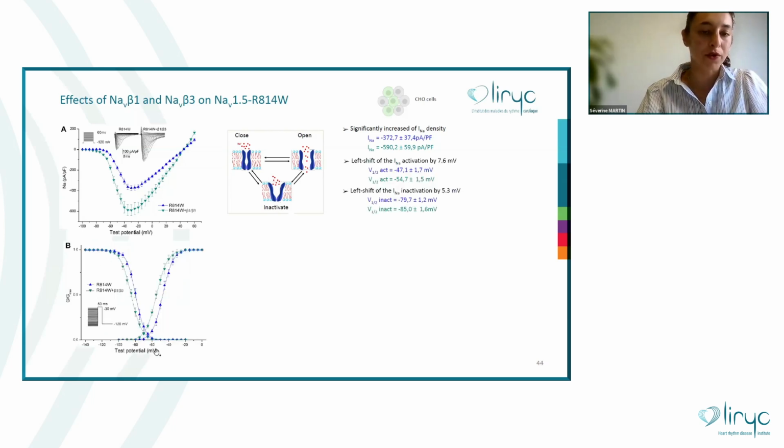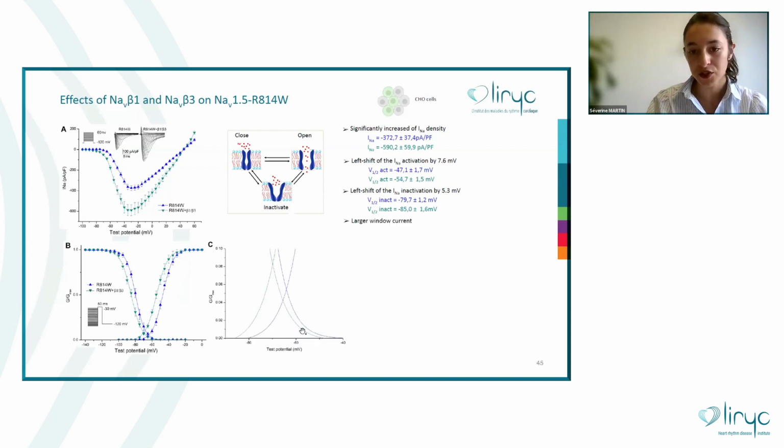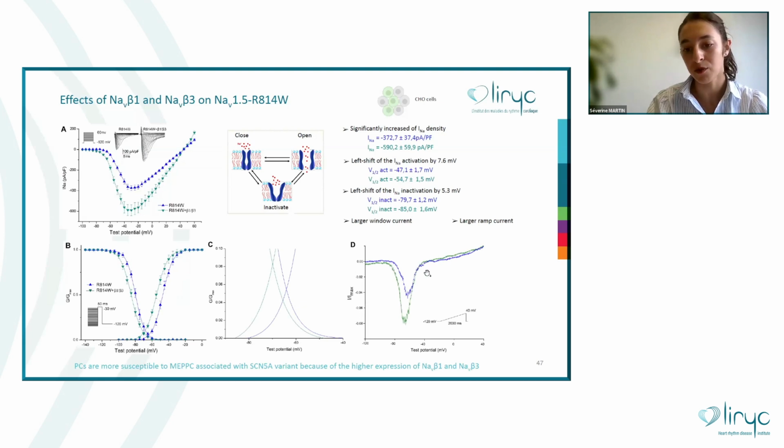Inside the group of cells co-expressing the variant channel and the two subunits, there is a left shift of the inactivation parameters and a left shift of the activation curve that causes an even larger window current and an even larger ramp current. So as a conclusion, Purkinje cells are more susceptible to MEPPC associated with these variants of NaV1.5 because of their higher expression of beta1 and beta3 subunits.